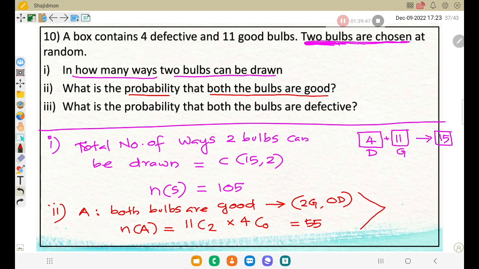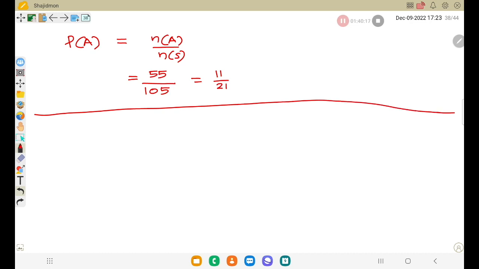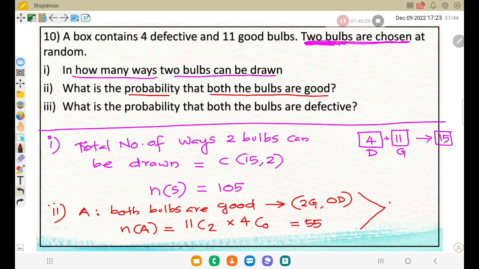So I can go to the next page. Probability of A, meaning probability that both are good, equals number of elements of A divided by number of elements of S. Number of elements of A is 55, number of S we got 105, correct? Or equal to 11 divided by 21, you will get it. This is the first part of the question. Now let me go to the second part.